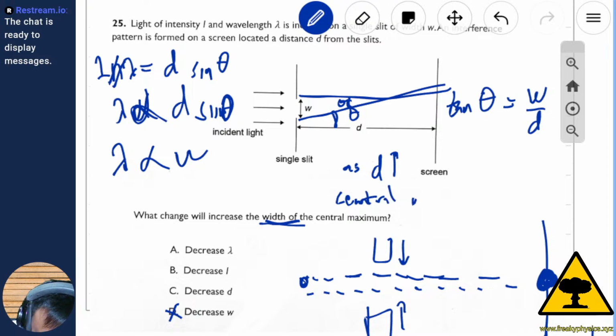Central max increases as well. Now, why is that the case? Because you're making a bigger and bigger triangle. So this is wrong.